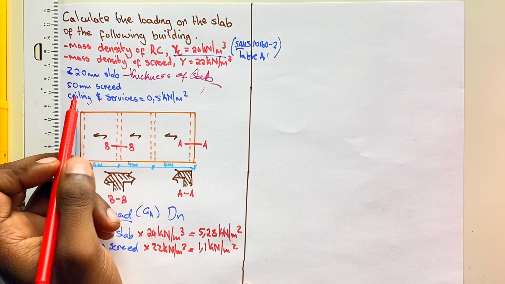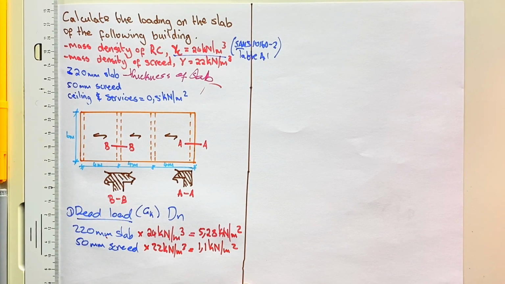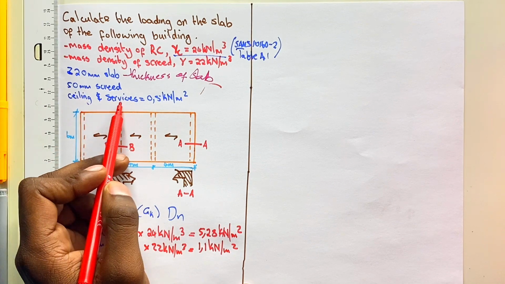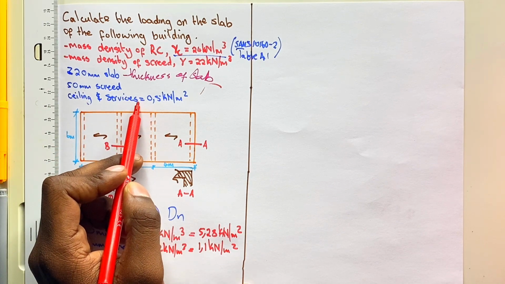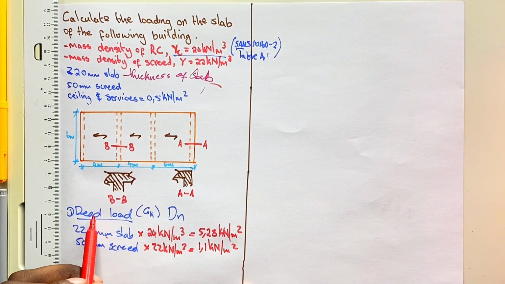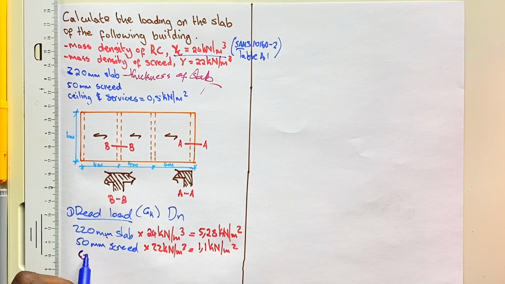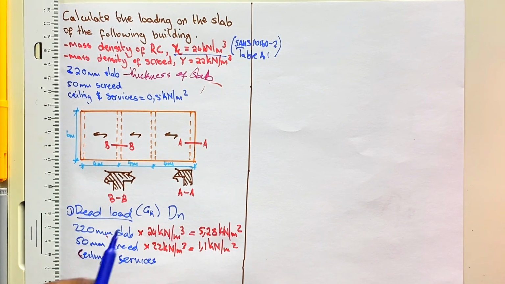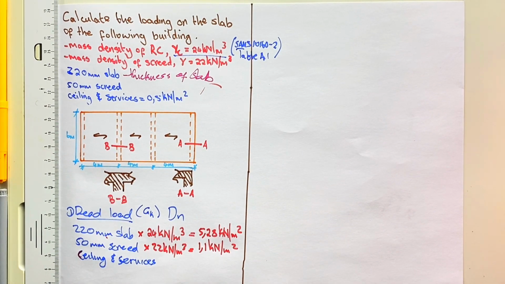Now, what else contributes to the dead load? We also have the ceilings and services that are all permanent on the structure. Therefore, they are dead loads. So from the ceiling and services, we will have 0.5 kilonewtons per meter squared.